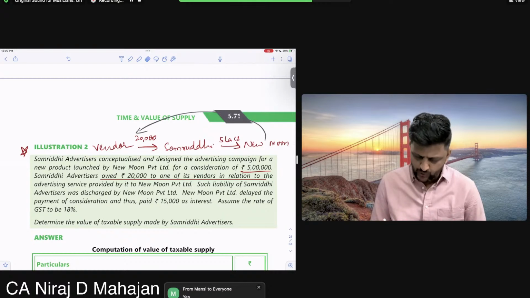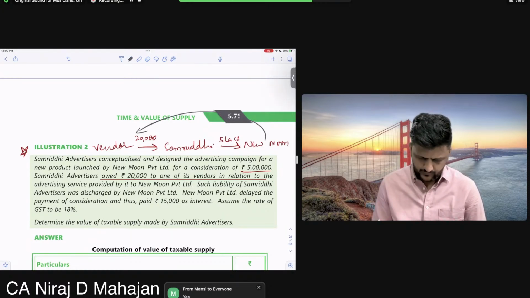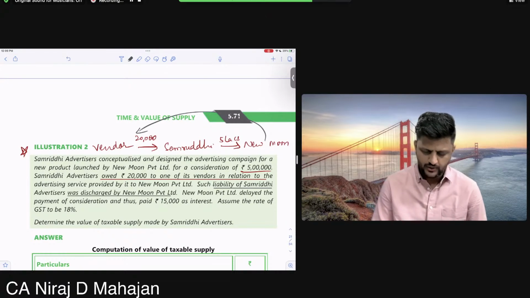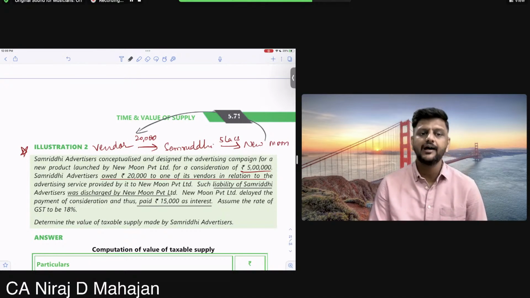Such liability of Samruddhi was discharged by New Moon. Is it okay? New Moon delayed payment of consideration and thus paid 15,000 as interest. Assume the GST rate to be 18%. Determine the value of taxable supply. Okay?